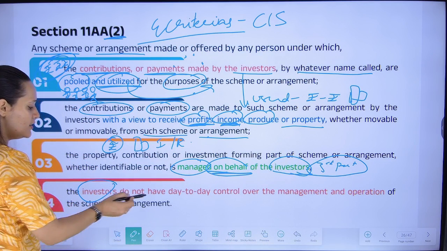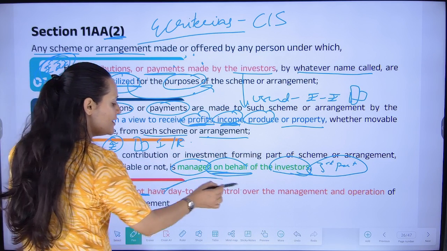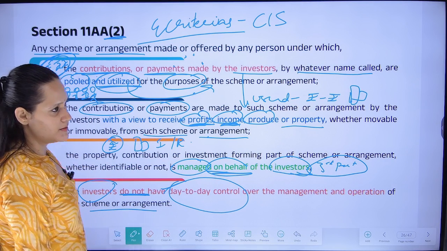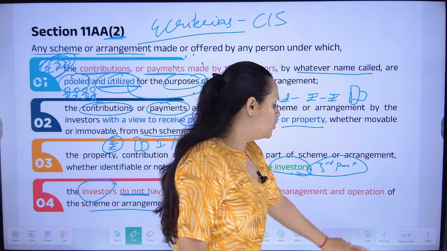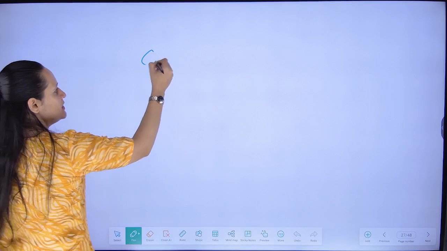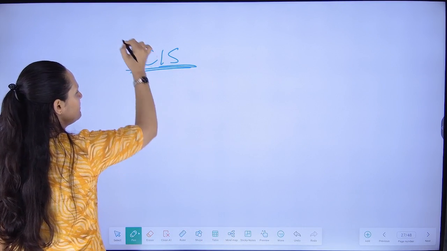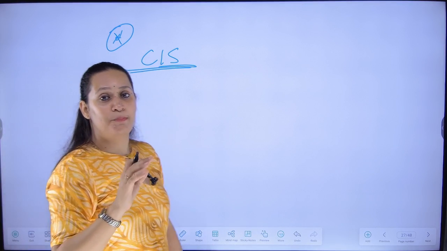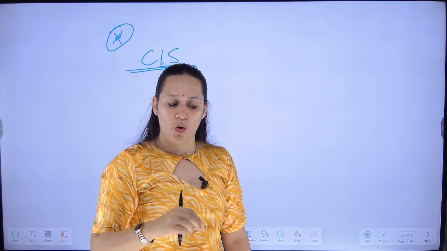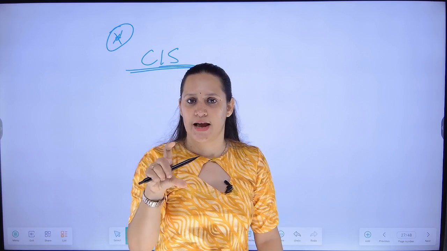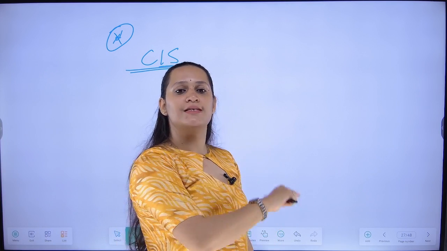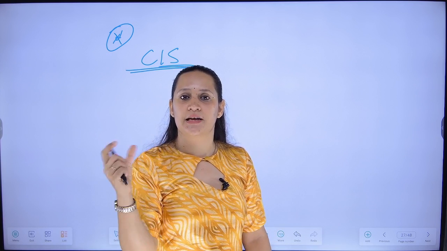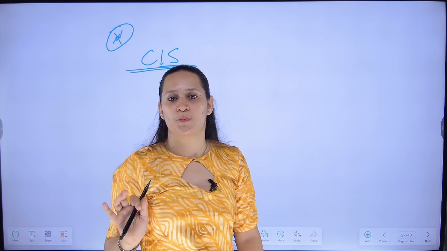Lastly, the investors do not have day-to-day control over the management and operations of these kinds of schemes. So if you want to be classified as a collective investment scheme, very, very important point. This is one of the questions where again and again they want you to analyze whether a given scenario, a given scheme falls under the ambit of CIS or not. So if you want to identify whether a scheme is CIS or not, you should know these 4 points.